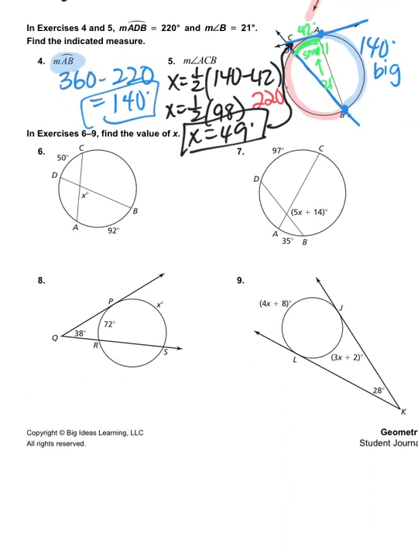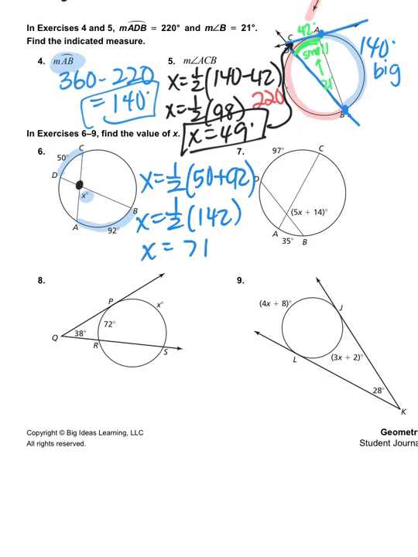All right, find the value of X. All right, you guys, so 5's pretty straightforward. 7's a little bit of a curveball. 5 would be a vertex in the center. So we know it's half the sum of the arcs. So this is just X equals 1/2 50 plus 92, which is 142. Half of that is 71.